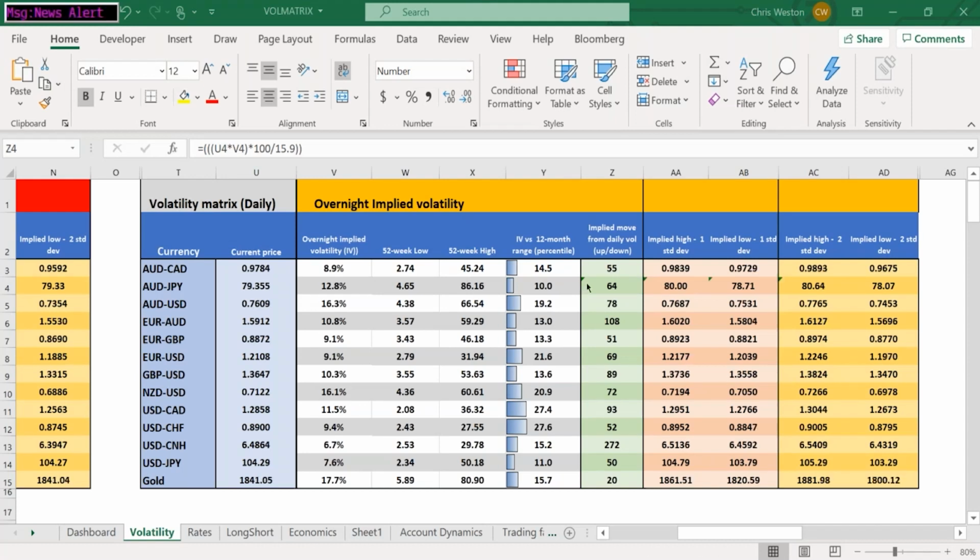And what I've done is I've used that 64 points and I've added it and I've subtracted it to get an expected range. And we can see that the market is implying a move of 80 to 78.72. Now, the important situation to understand, and this is where it starts getting a little bit tricky, and I apologize, this is where statistics come into play. This is a one standard deviation number. This is an annualized standard deviation number.